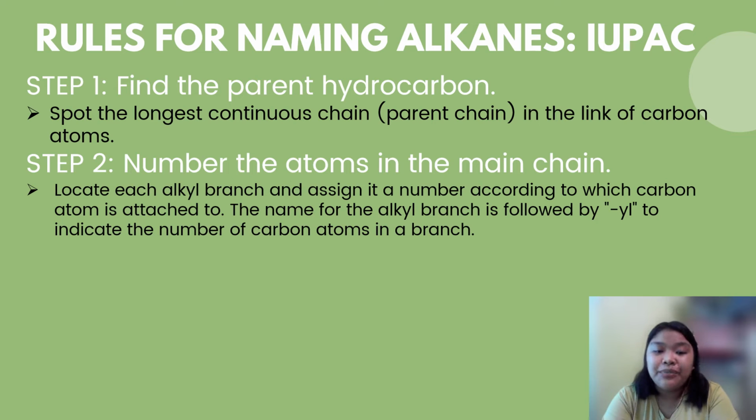Step 2. Number the atoms in the main chain. Locate each alkyl branch and assign it a number according to which carbon atom it is attached to. The name of the alkyl branch is followed by yl to indicate the number of carbon atoms in a branch. Beginning at the end near the first branch point, number each carbon. So, you need to number each carbon atom in the parent chain.